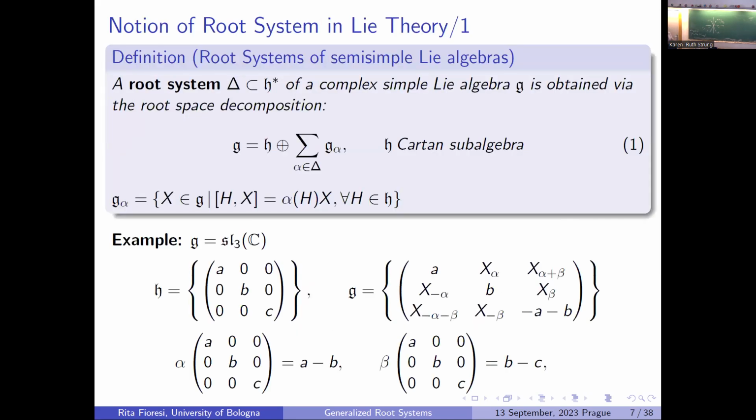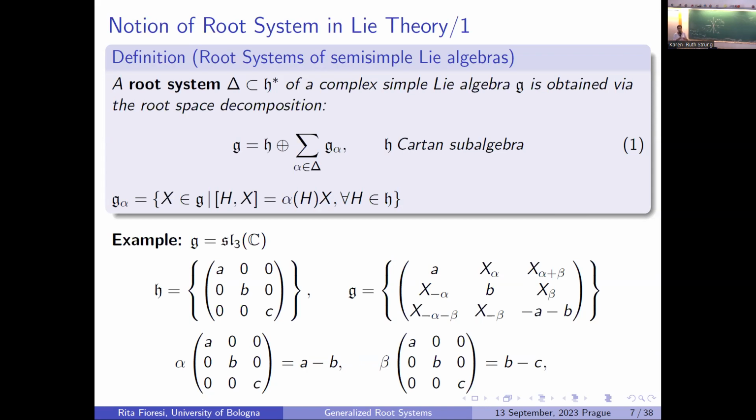Now let us see how root systems come in Lie theory. This is the friendly part of the talk. It's all friendly, but this is the friendliest part of the talk. Certainly, root systems come spontaneously from simple Lie algebras. So you take a Cartan subalgebra, whatever this means. Perhaps I can say it's made of semisimple elements, meaning diagonalizable, they commute and they're maximal with respect to this property.